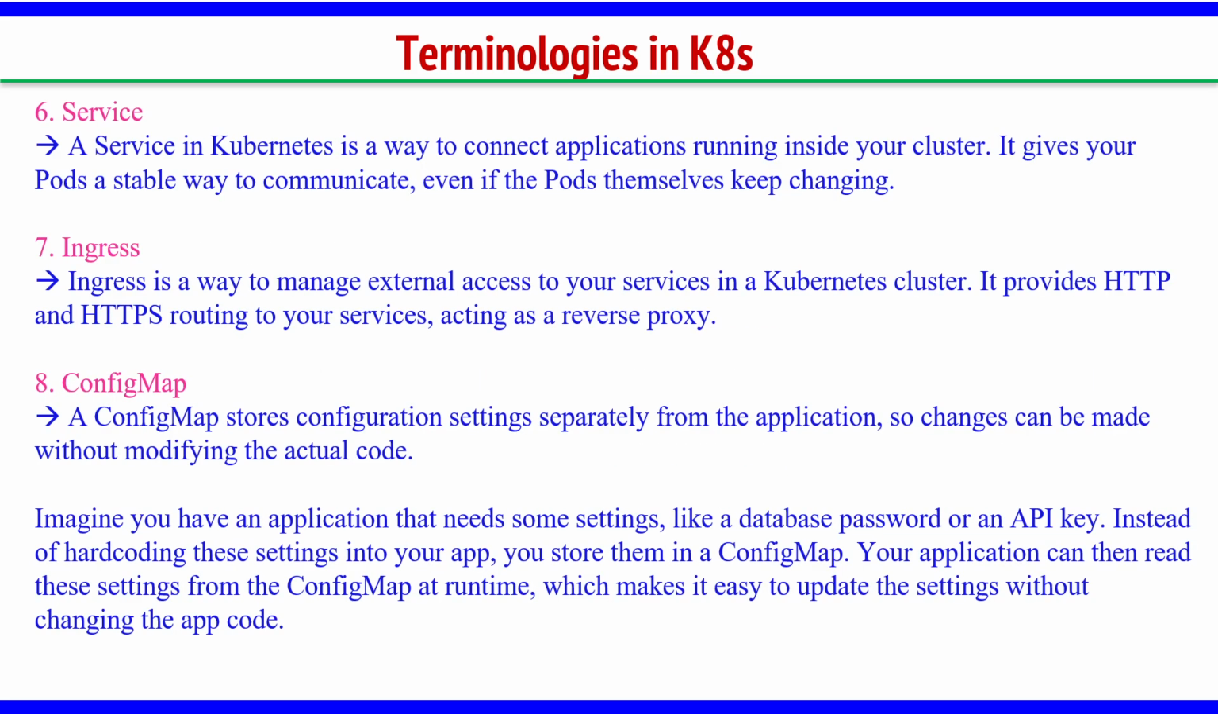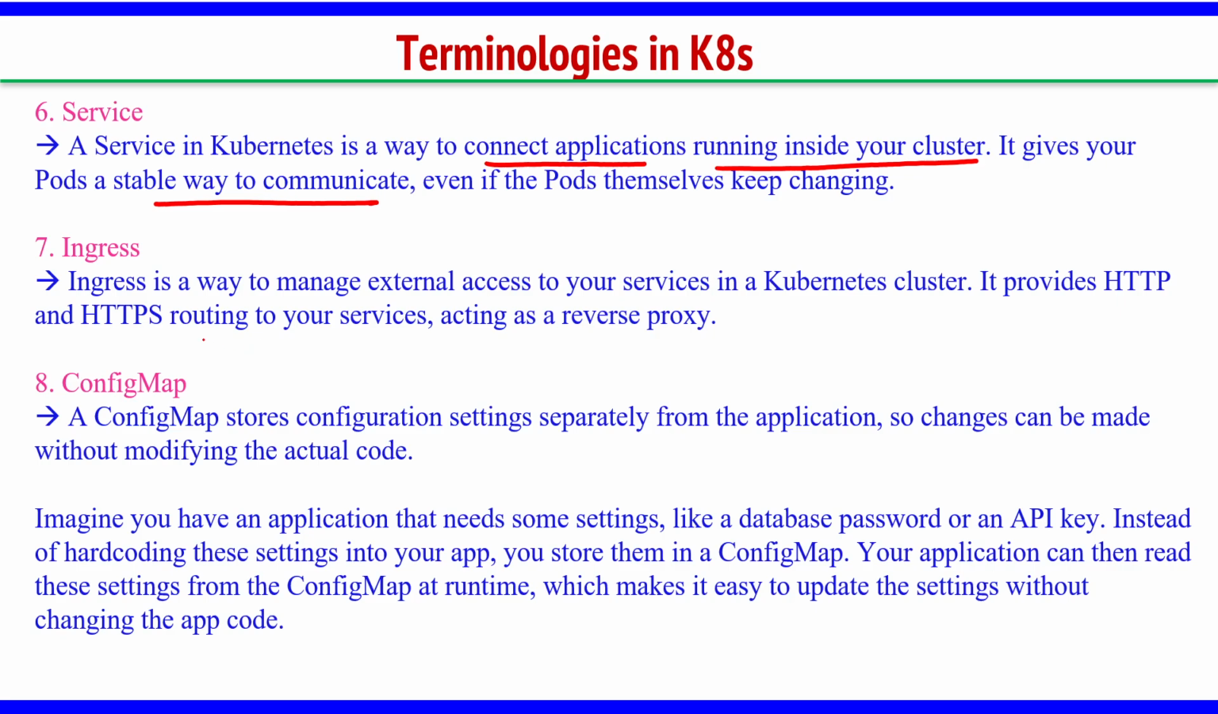Then there is something called a service. A service in Kubernetes is a way to connect applications running inside your cluster. So, within a cluster, if I have multiple applications running, multiple pods running, and inside a pod I may have multiple containers running, if they want to connect to each other, we can use something called a service. It gives your pods a stable way to communicate, right.